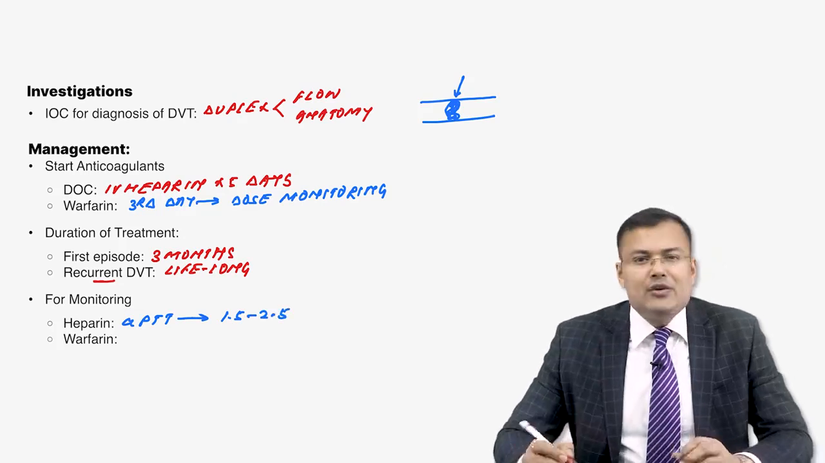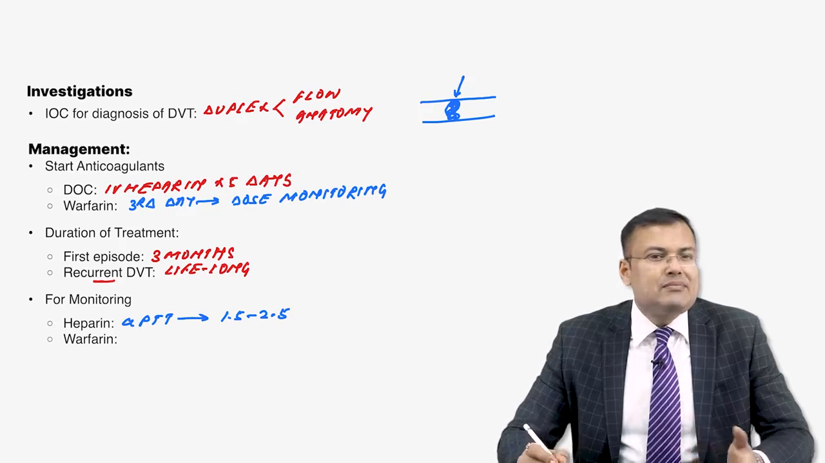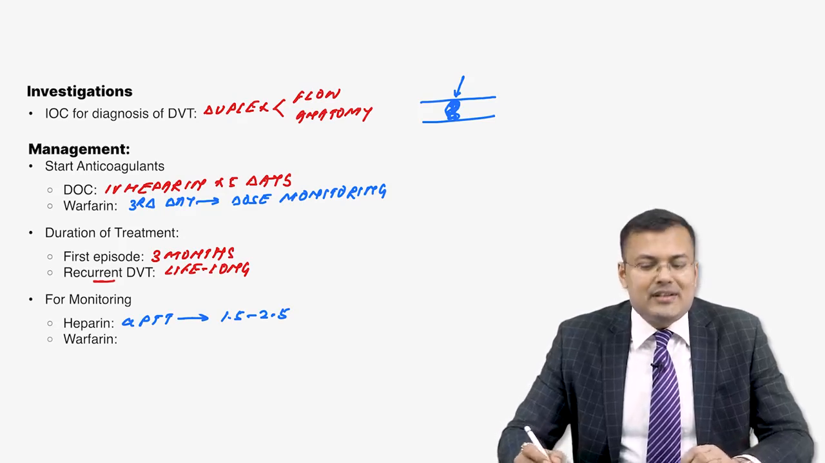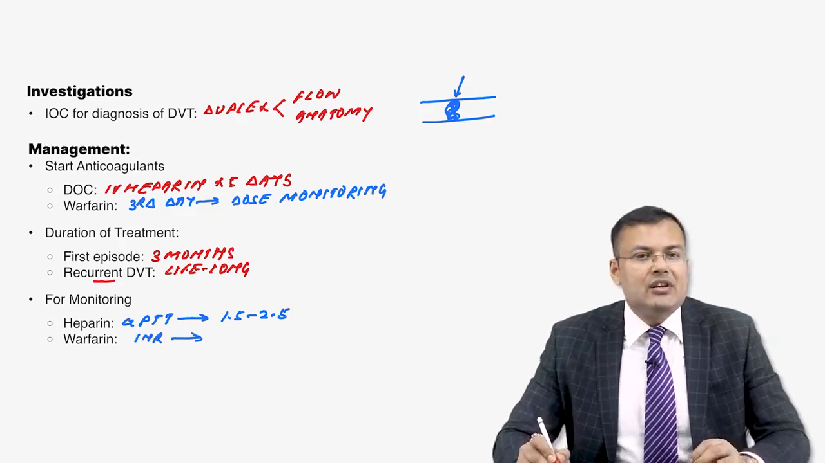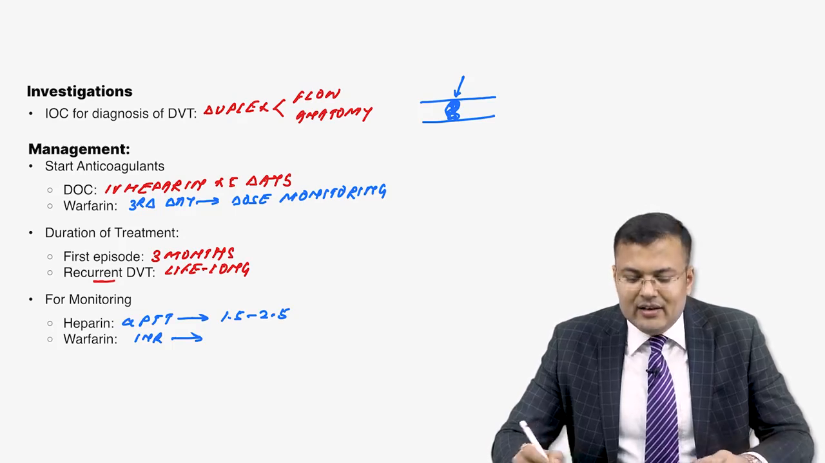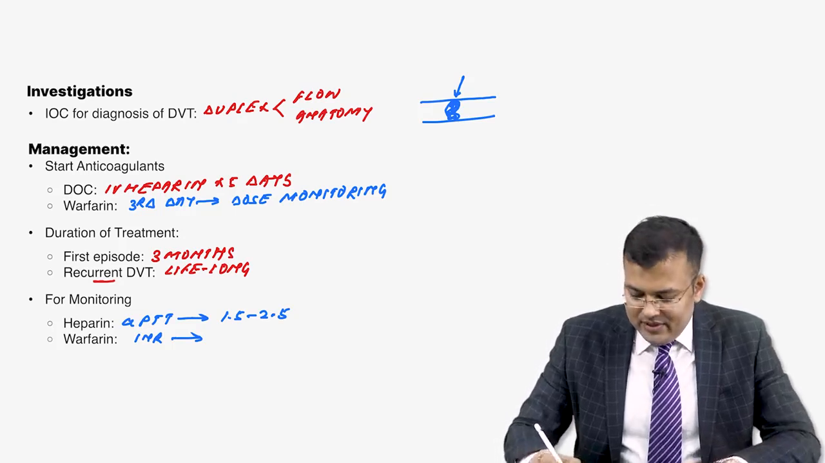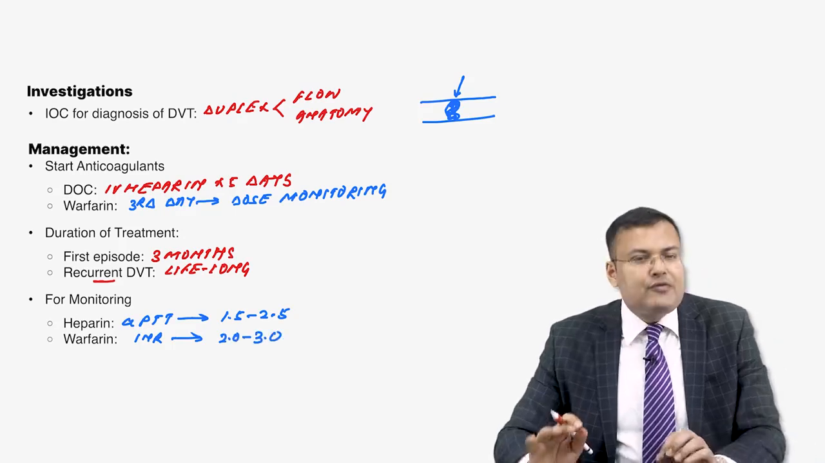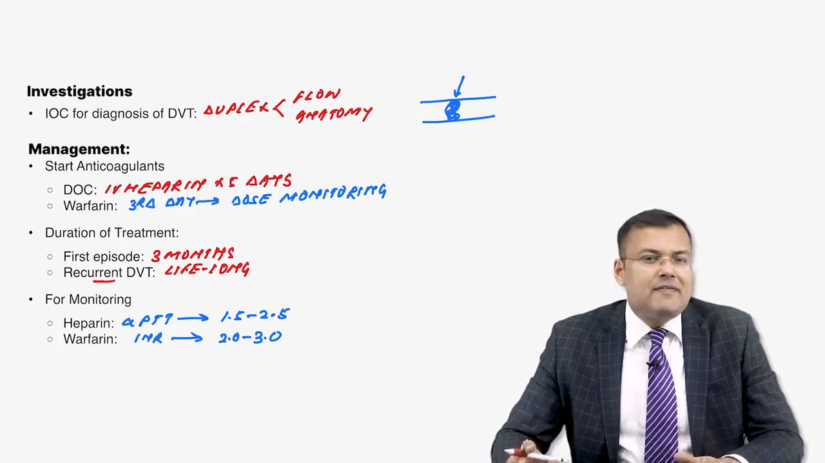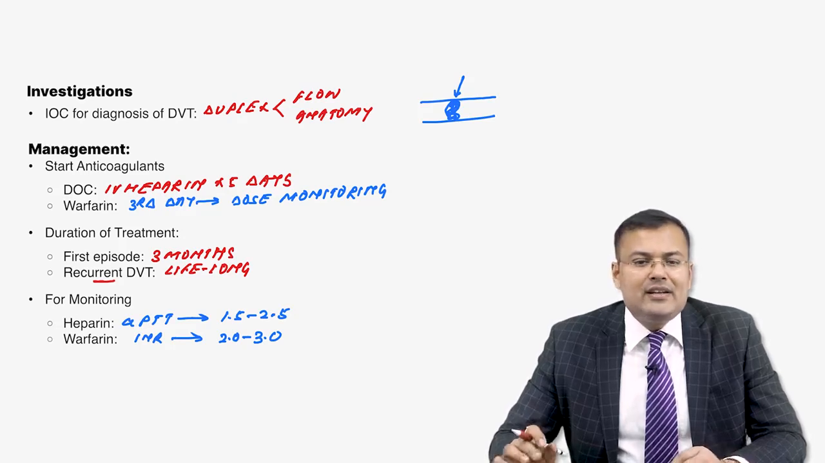And for warfarin, what is the investigation done for monitoring? It's INR. What's the full form of INR? International normalized ratio. And here the reference range should be 2 to 3. So for heparin, it is APTT, reference range 1.5 to 2.5. For warfarin, it is INR, 2 to 3.